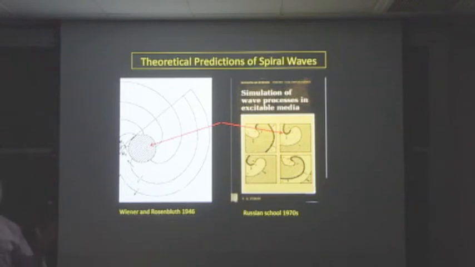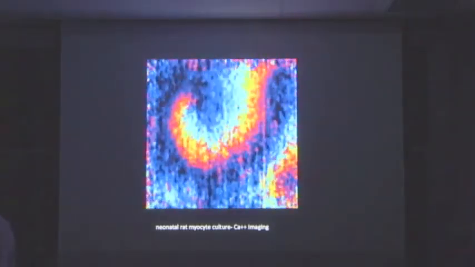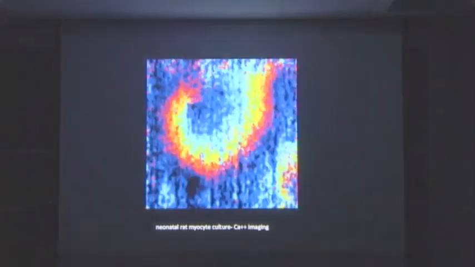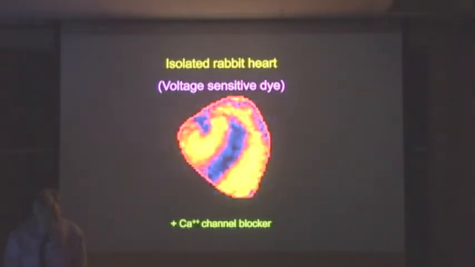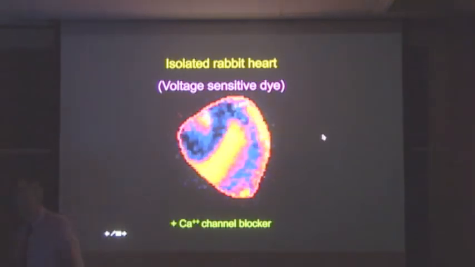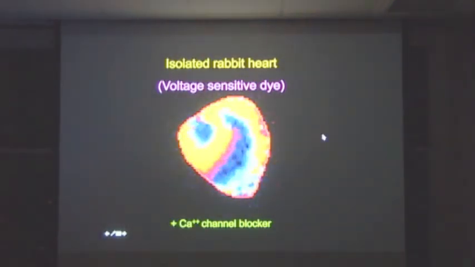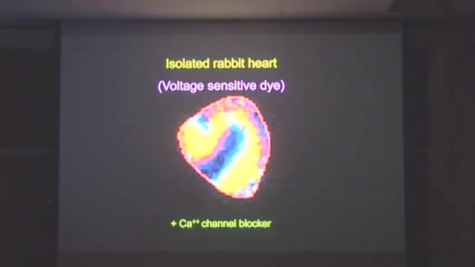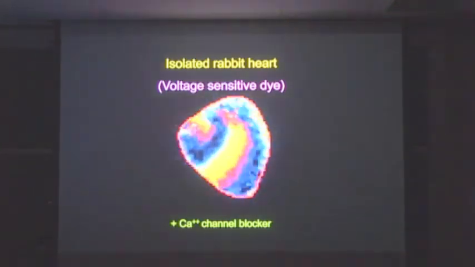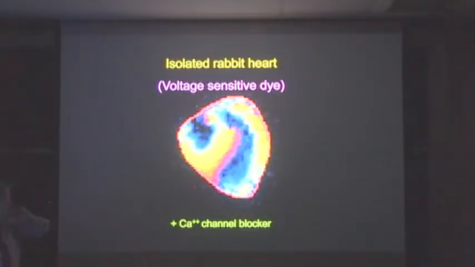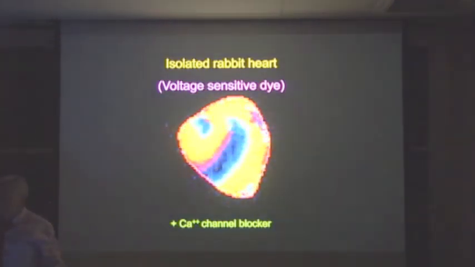This is an amazing theoretical prediction. There was absolutely no verification of this, no technology that would enable you to verify it. But now there is. Here's a spiral wave in a neonatal rat myocyte culture. Here's a spiral wave in a whole heart under a calcium channel blocking drug, which I'll get to in a minute. This is all voltage-sensitive dye, of course. Here is a whole heart supporting a very simple spiral wave.